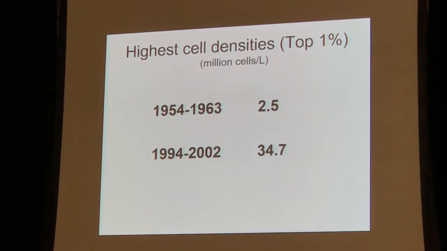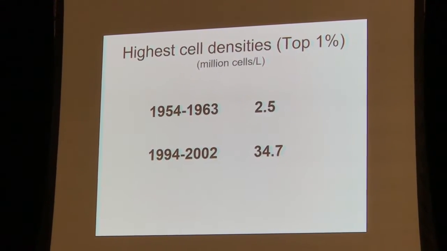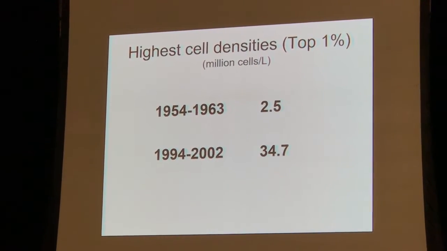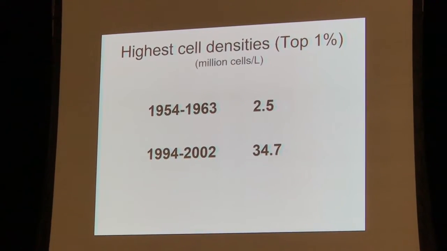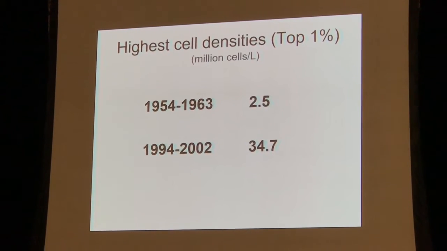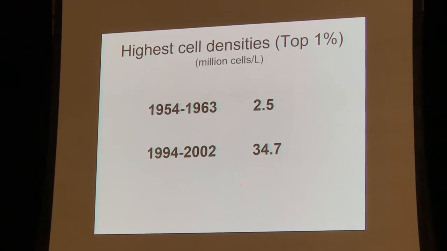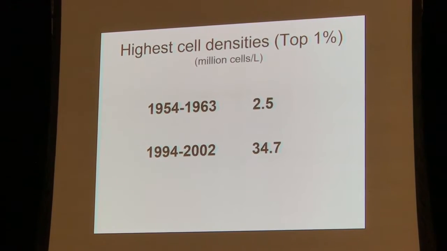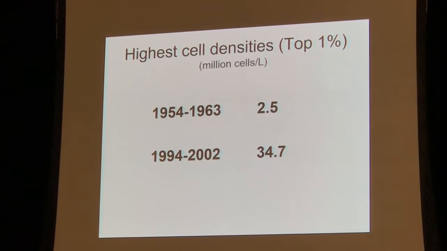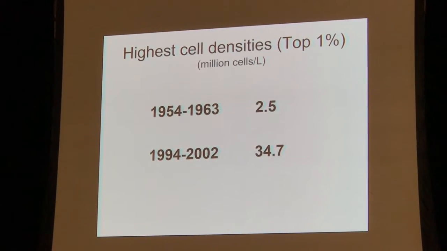Okay? If you just look at the densest blooms, how dense do they get? 50 years ago, it was like 2.5 million cells per liter. Now it's more like 35 million cells per liter. Okay? Again, about a 15-fold increase.